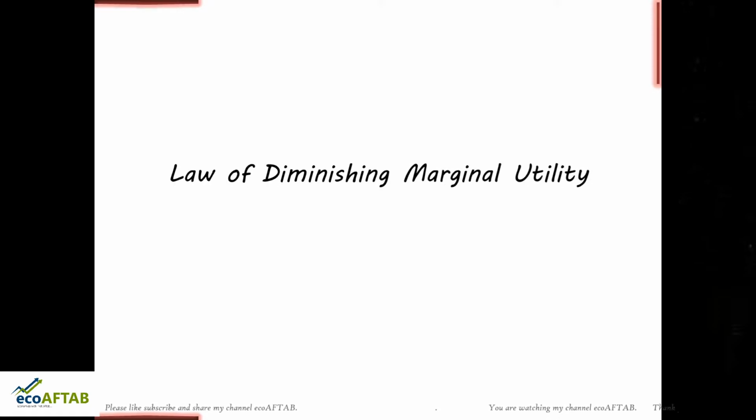In my today's class, we'll be discussing the first law that comes under cardinal utility analysis, and that is the law of diminishing marginal utility. Myself Aftab Bhai. So let us start with what this law is. We'll proceed with understanding the background of this law, and then I'll take an example. After the example, we'll have the diagrammatic and tabular understanding of this law. So let us move ahead and see what this law is.